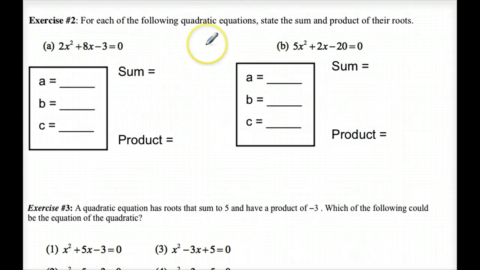So let's see how this works. So I'm going to write my formula. The sum is minus b over a, and the product is c over a, just so that I have that ready to go.